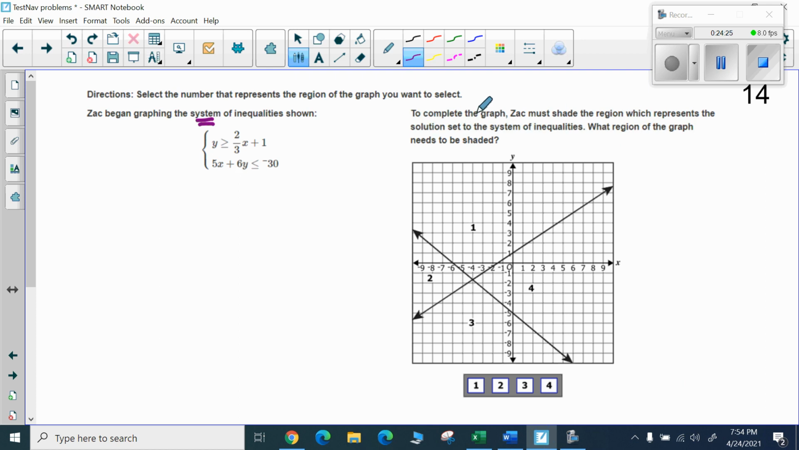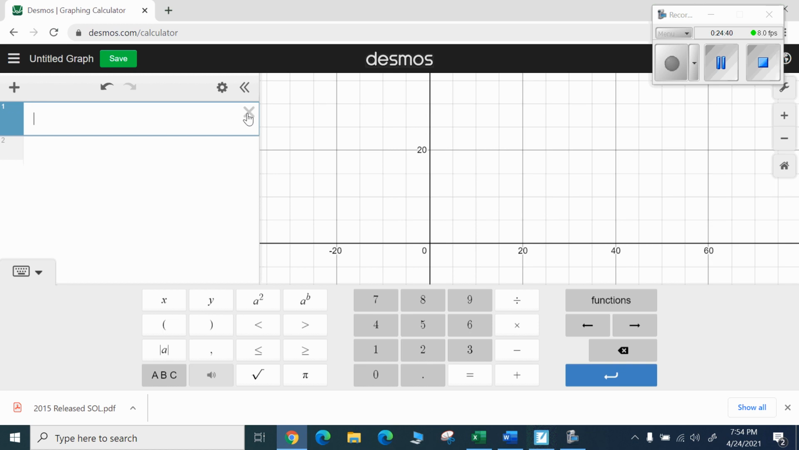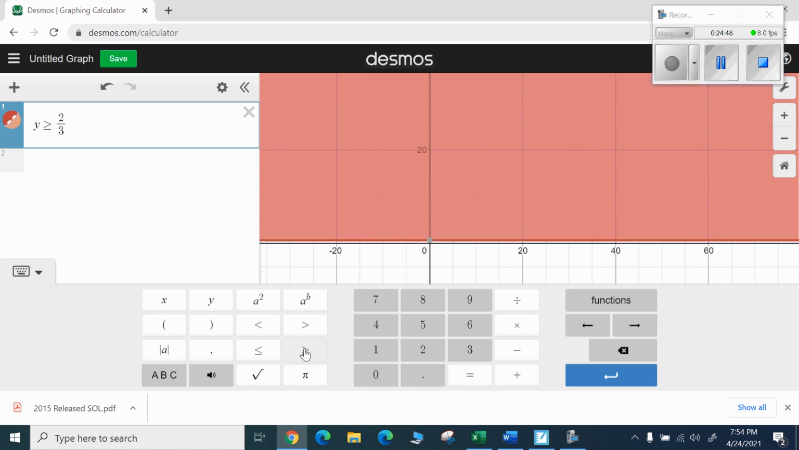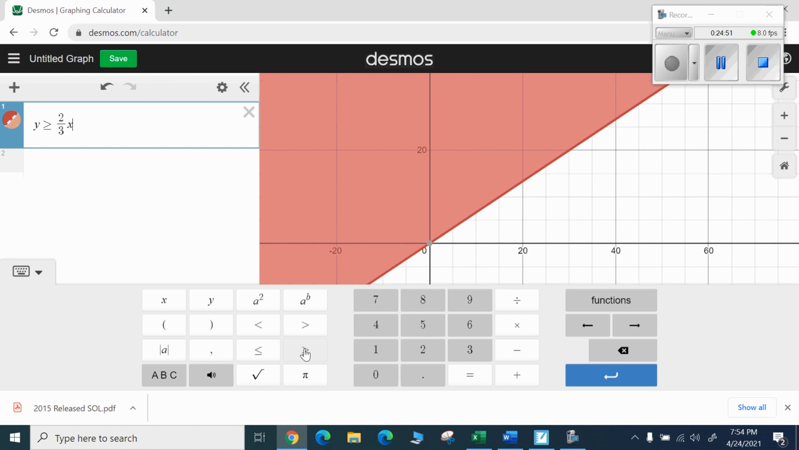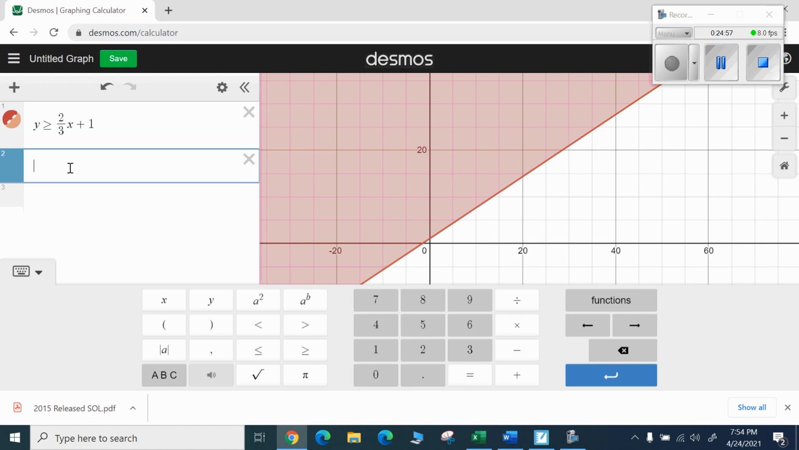I know this is all like blah, blah, blah. What is this talking about? Easy peasy again, we're going to let Desmos do it. So for Desmos, you're going to type both of these equations in, and you're going to look at the graph and see which part is shaded. So let us take a look. Here's the previous question. All right, we're going to clear that out. So y is greater than or equal to 2/3 x plus 1. All right, and then we're going to put the second equation underneath. So they're going to actually layer on top of each other. 5x plus 6y is less than or equal to -30.